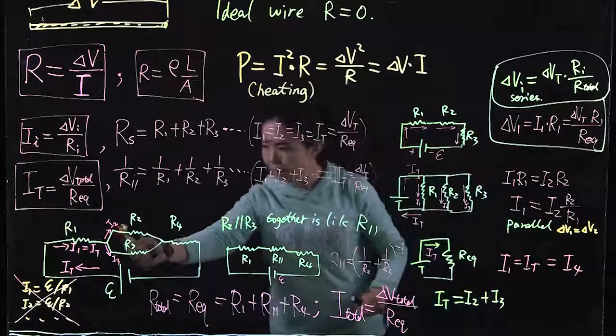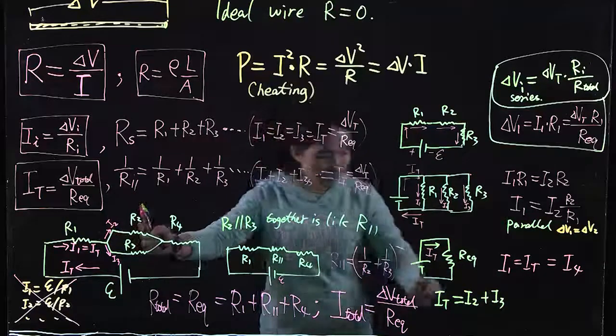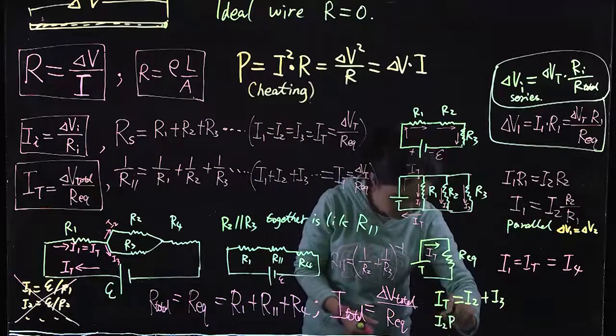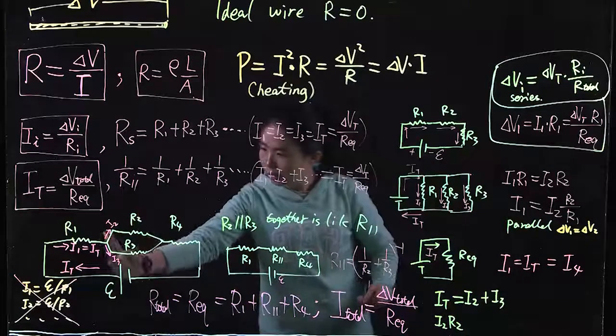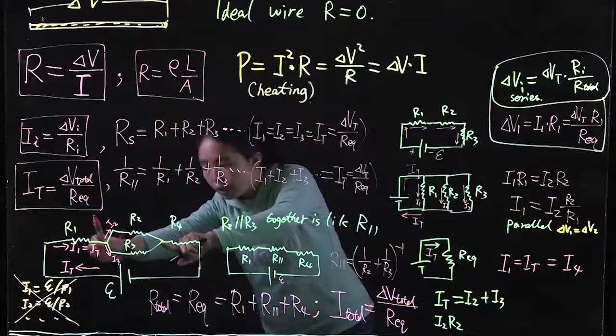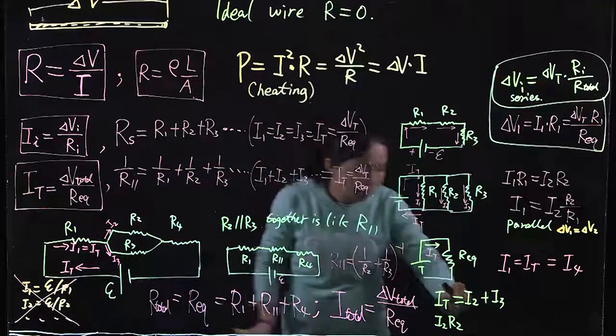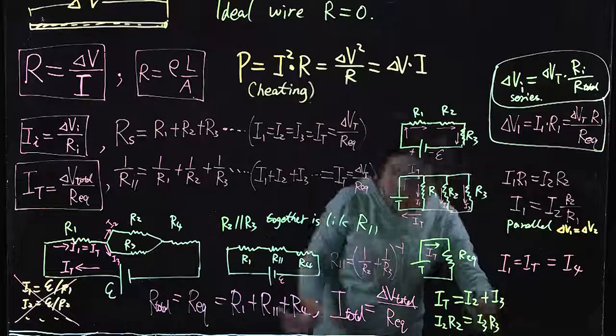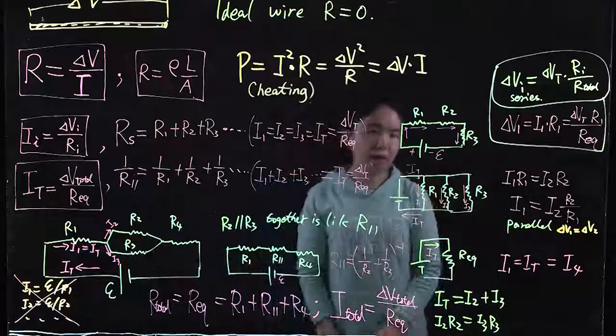So in this case, we have I2 multiplied by R2, which gives you the voltage difference between these 2 points, which is equal to I3 multiplied by R3 when 2 and 3 are in parallel.